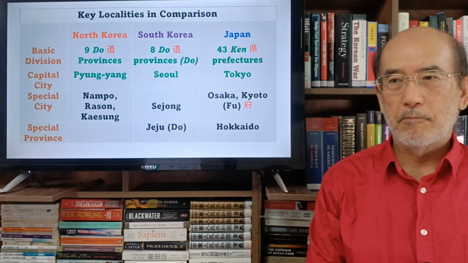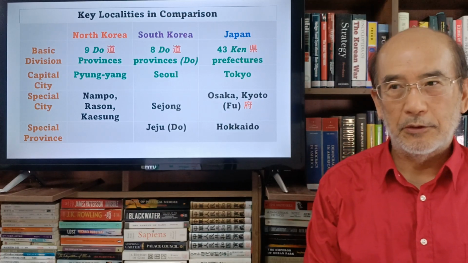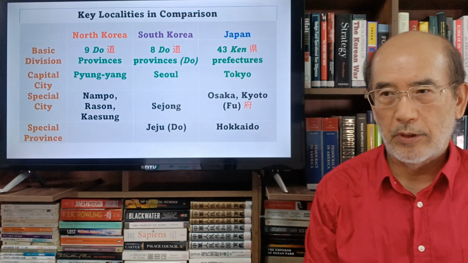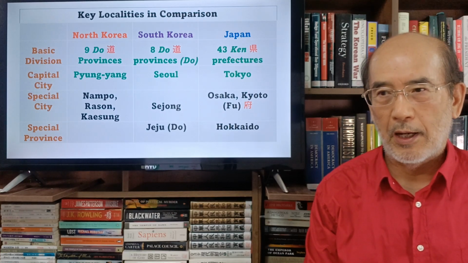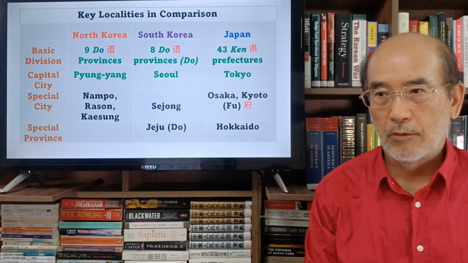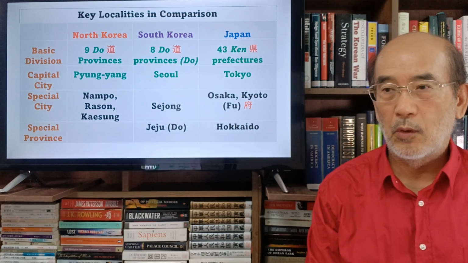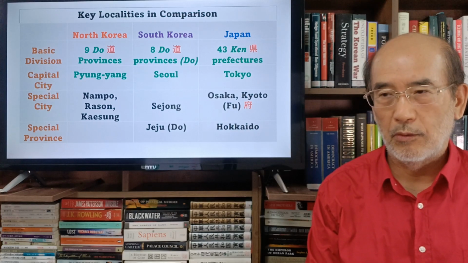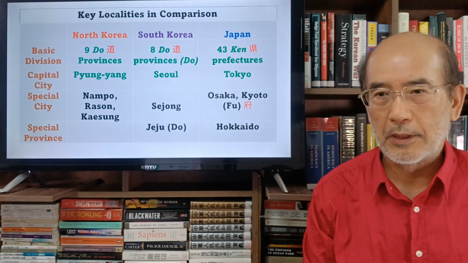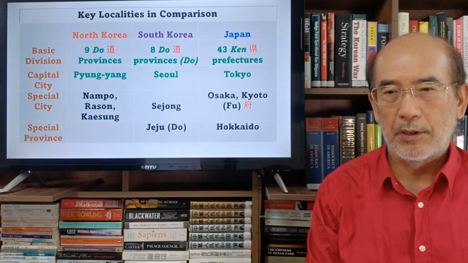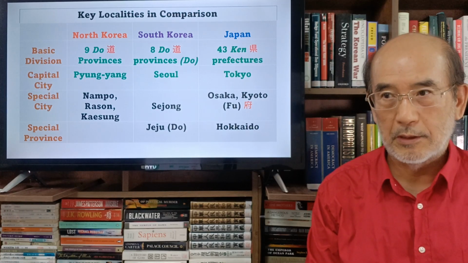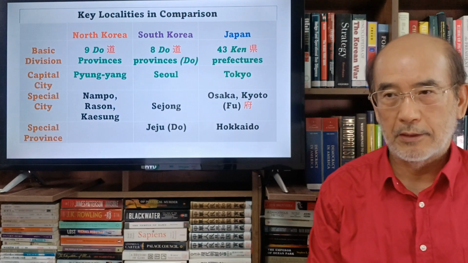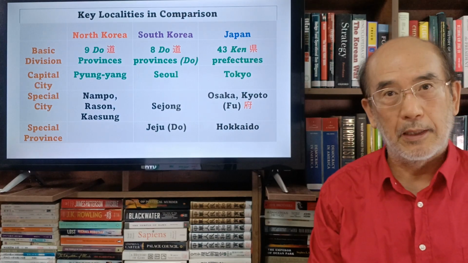And Hokkaido, yes, Hokkaido, as you know, is a big square-sized island in the north of the Japanese Archipelago. And in Hokkaido, do here means way, the same do. So Hokkaido is not a typical Japanese province, which is a prefecture. It has a more special status.